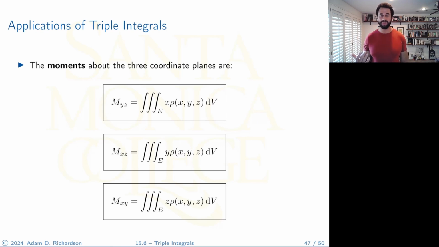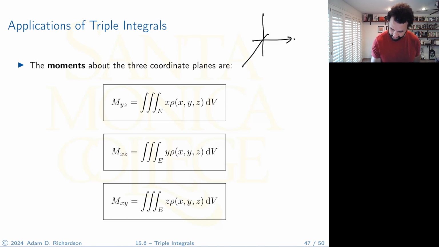Now you can talk about moments about the 3 coordinate planes, and the construction is equivalent to the moments that we saw before. So if I want to know the moment with respect to the YZ plane, then I take the distance from the point to the YZ plane, which is x, and then multiply it by the density, right? So remember, have this picture in mind. Always want to have these pictures in mind, right? So this is y, this is x, this is z. Here's my point in space, okay?